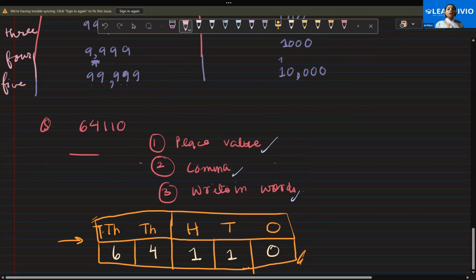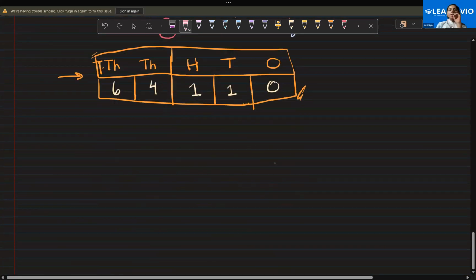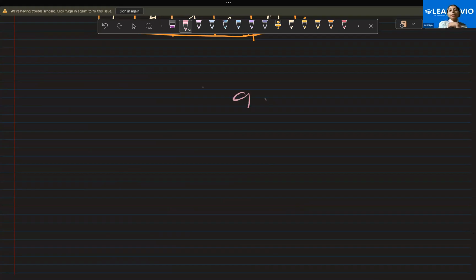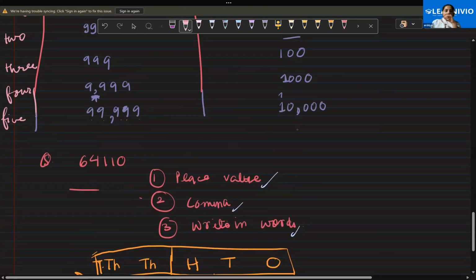Now we also did the smallest and greatest number. If I tell you, can you tell me the smallest 3-digit number? So how will you write that? 999. Okay, 999. But that will be the biggest 3-digit number, right? If I'm asking about the smallest 3-digit number, it's 100. Correct. So when we are asked about smallest, we use the zeros, and for biggest, we use the 9. Okay, all right.